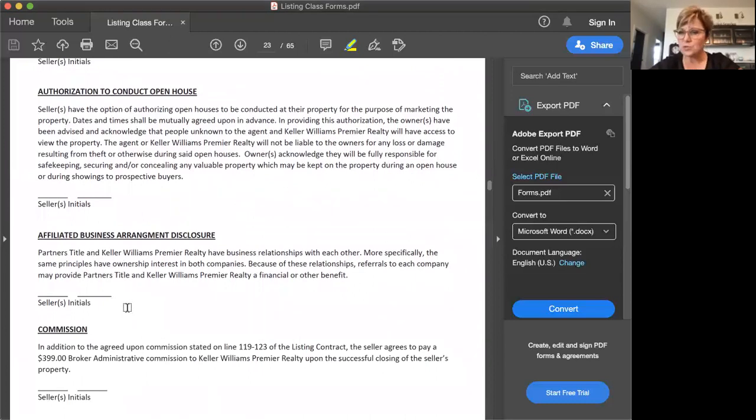If they want to host or have you host an open house at any time, they have to initial here to give us the authorization to do that.